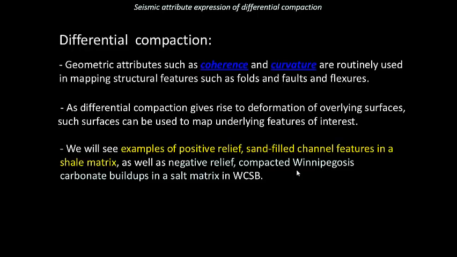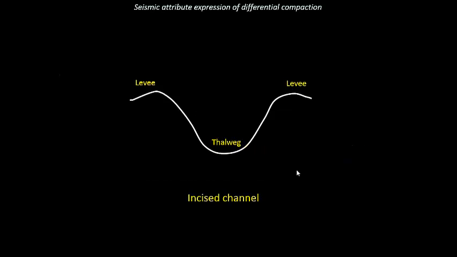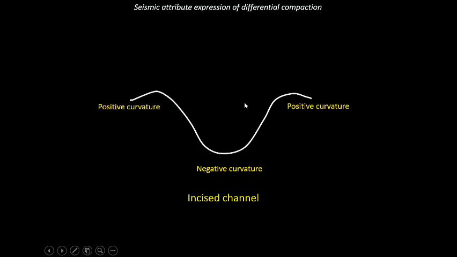So now that you have an idea about the coherence and curvature attributes and their performances on the data, what you need to do, and how they can add value to the interpretation, let's move on. Here I'm showing you a cartoon for an incised channel. You see the levees, and then you have the thalweg. So we assign positive curvature on the levees because this is an anticlinal shape, and negative curvature to the thalweg, and so that is the positive and negative signs that you see there.